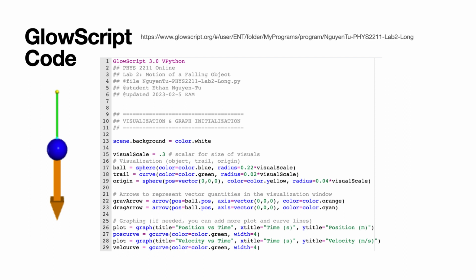I have 3 variables that store the ball's current position, trail, and origin, respectively colored blue, green, and yellow in both models. I also have 2 variables that store the arrow representations of the force of gravity and drag, respectively colored orange and cyan. As for graphs, 2 are created, being a position-time graph and a velocity-time graph.